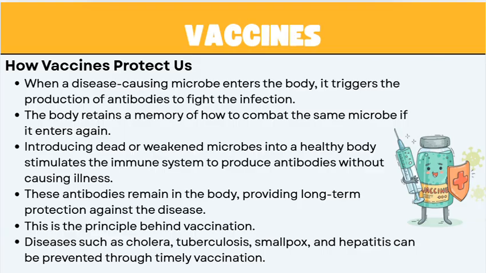So, I'll revise it again. A disease causing microbe enters the body. What it does is it triggers the production of antibodies to fight the infection. Then the body has a memory of how to combat the same microbe if that same microbe enters again. So, introducing a dead or a weakened microbe into a healthy body will stimulate our immune system to produce antibodies without causing any illnesses. Therefore, they provide long term protection against illnesses. I hope you have understood this.